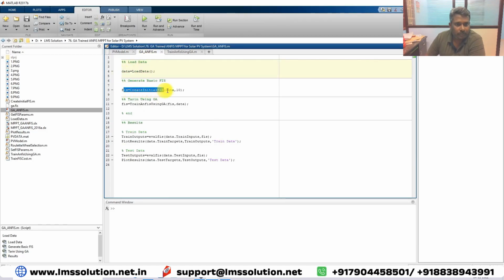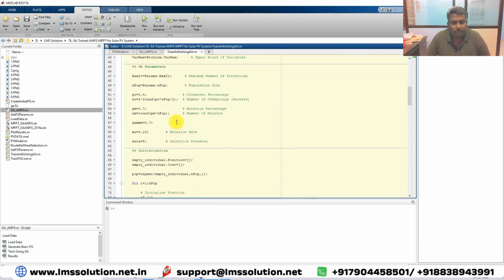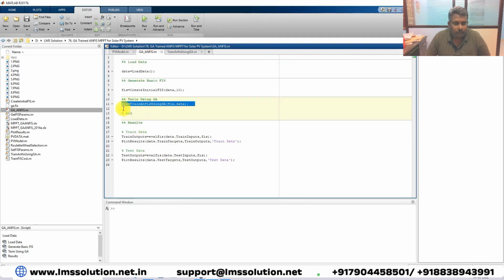For the data, we are going to initially generate the fuzzy inference system. Here we are going to generate the initial fuzzy inference system based upon that data, and then we are going to train that fuzzy inference system by using the GA algorithm. When this instruction is executed, it comes to this program. This is a program for training that ANFIS using GA, a program for training the adaptive Neuro-Fuzzy inference system. After training, it will generate the fuzzy inference system.